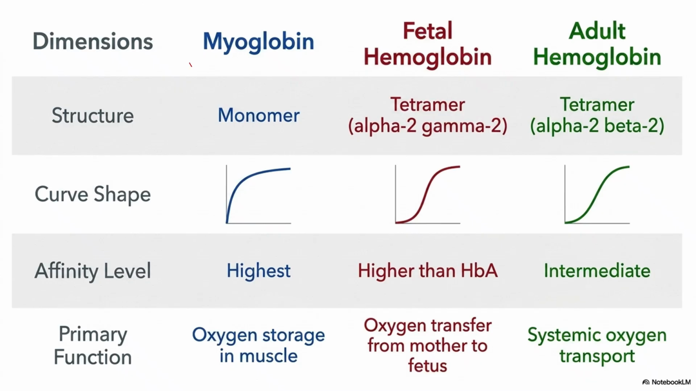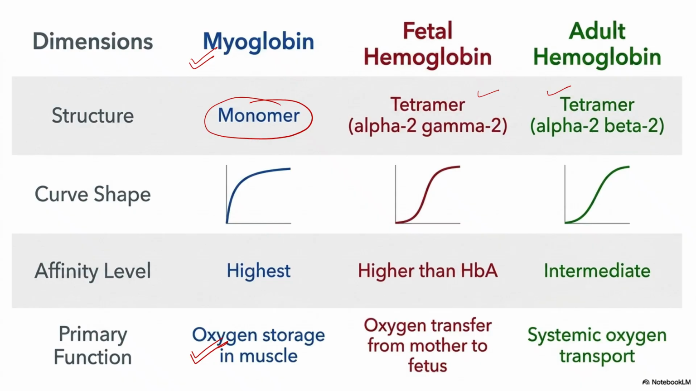First of all, myoglobin is present inside the skeletal muscles and cardiac muscles. Its main function is oxygen storage. Clear? And myoglobin is a monomer. It is not a tetramer, just like adult or fetal hemoglobin, which are tetramers. Myoglobin is a monomer. It has only one polypeptide chain and only one heme group.